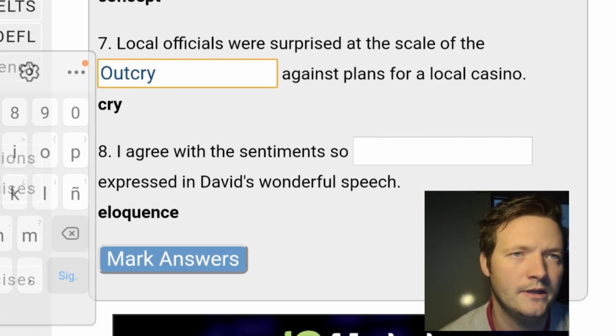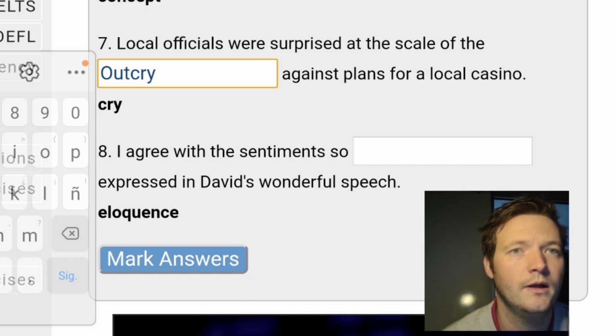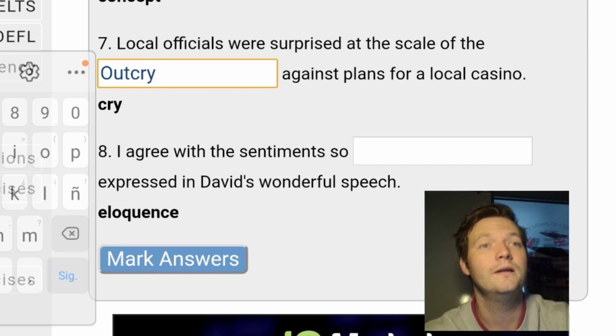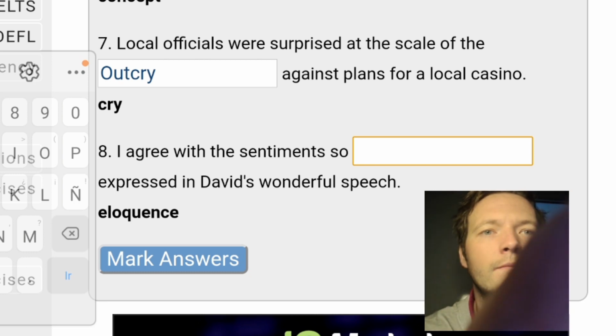I agree with the sentiments. So, eloquence, again, expressed in David's wonderful speech. Well, how were they expressed? They were expressed eloquently.